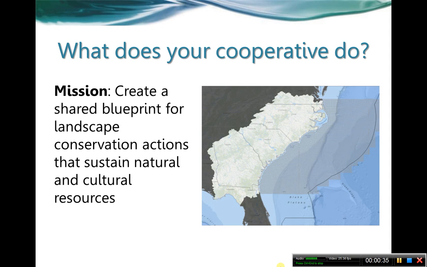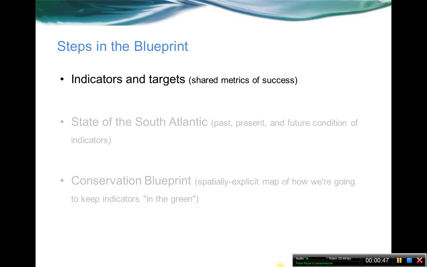So where does this revision fit into the bigger picture? This is all part of the mission of your cooperative to create this shared blueprint for conservation actions for natural and cultural resources. And it's really part of that first step of having some shared metrics of success, our indicators and targets. What are we really shooting for, and how do we collectively measure success in that?